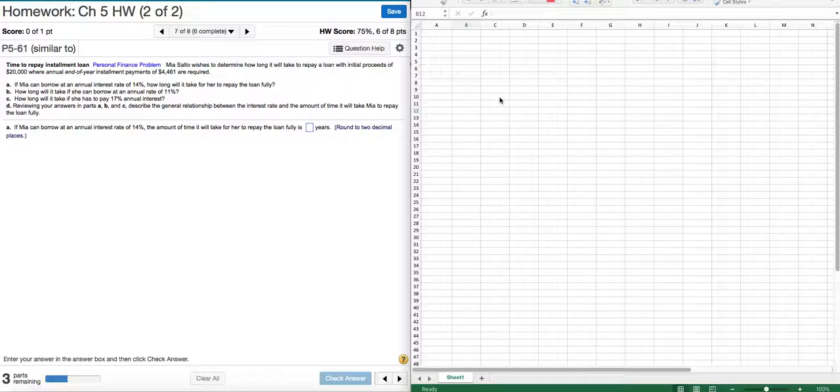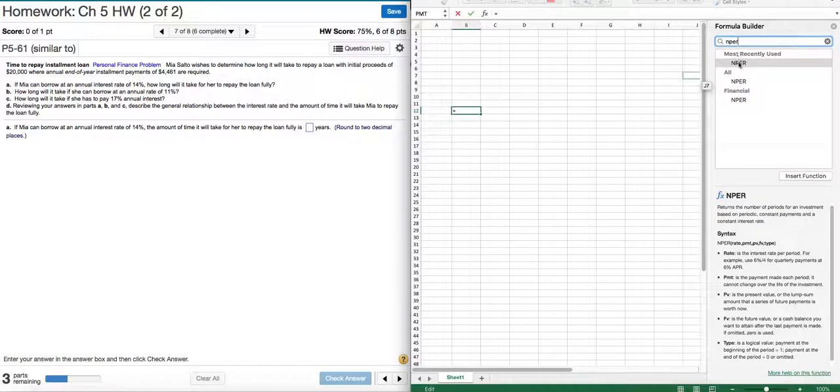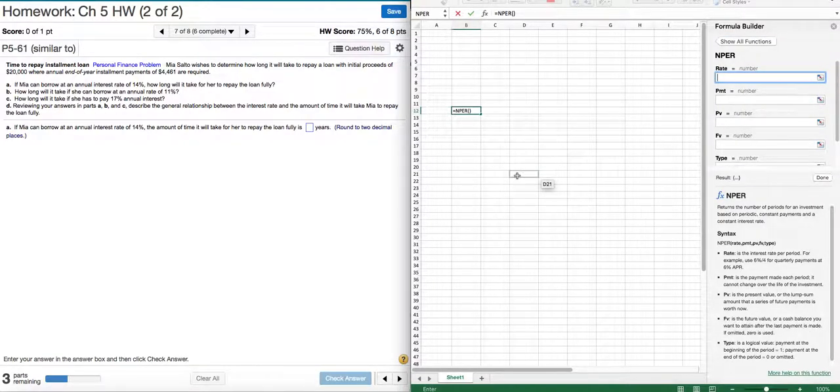So that is, think of N in our time value money formula, and N in Excel is nper, or number of periods. So we use that as our function. And here we will enter in part A if Mia can borrow at an interest rate of 14%. So 0.14 will be our rate for part A. And we know that her annual end of year installment payments are $4,461. So that's an outflow. We'll put that as a negative. And the loan amount was $20,000. That's the initial proceeds.